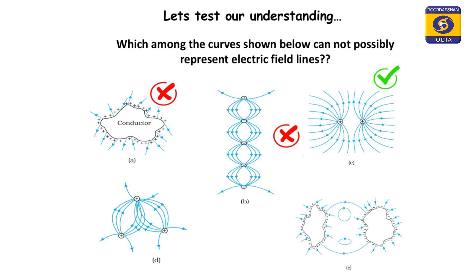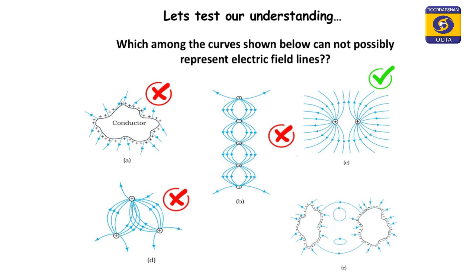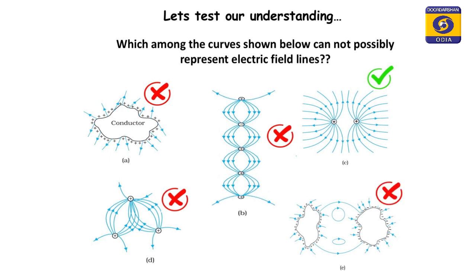Next one, is it correct? No, because electric field lines intersect each other. And the last one is also wrong, because they are forming closed loops, which is not correct. So, the third option is the right answer.